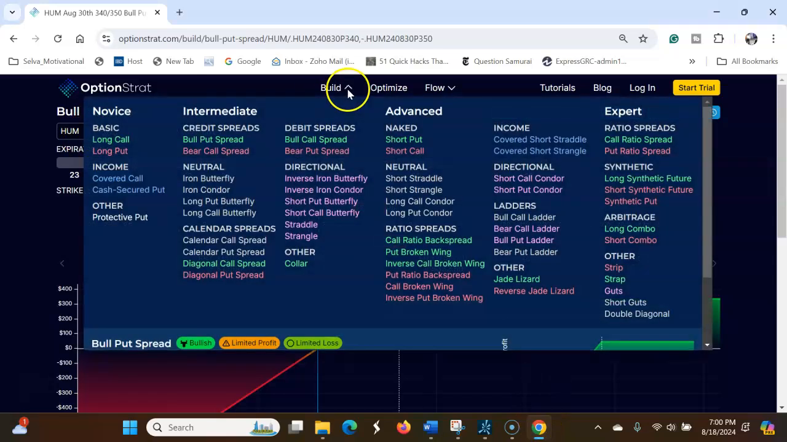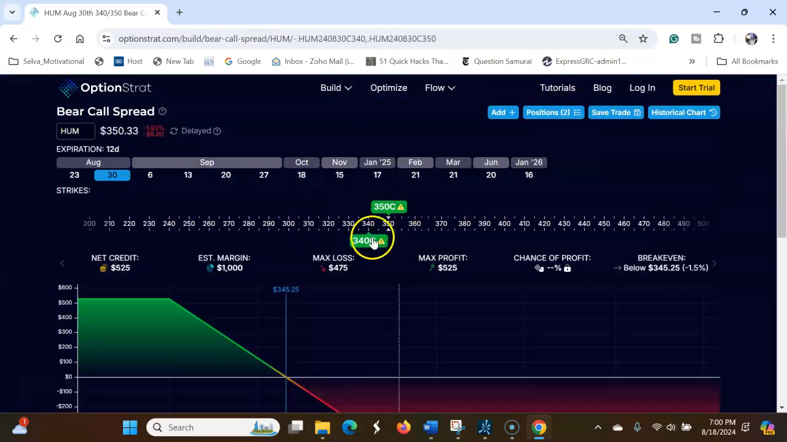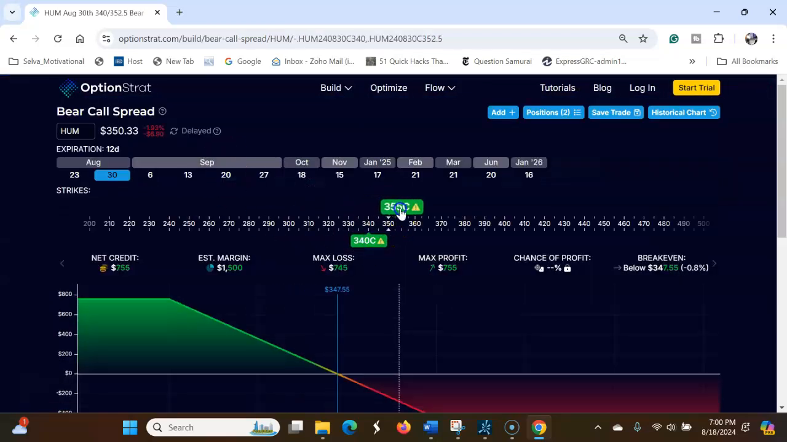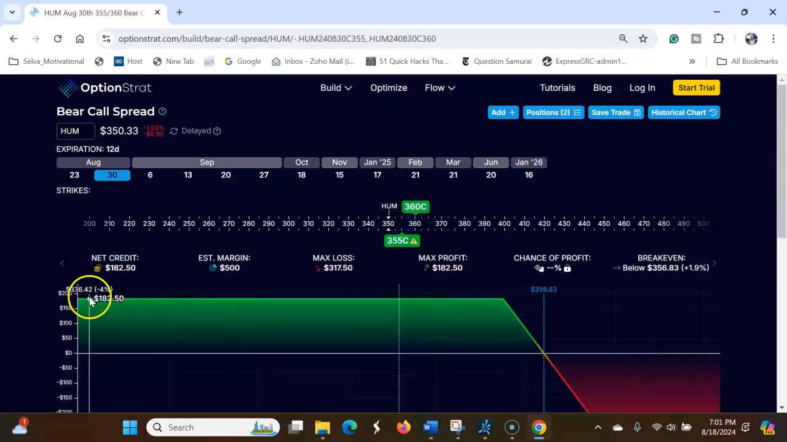Now let's say bear call spread. Okay, so we want a bearish one. So we want to go 60 here, up chain 55. So you can get 120. So this is a good, it's a good credit. Okay, it's $5 width and you can get 182. Okay, Humana is a good one to go for options.